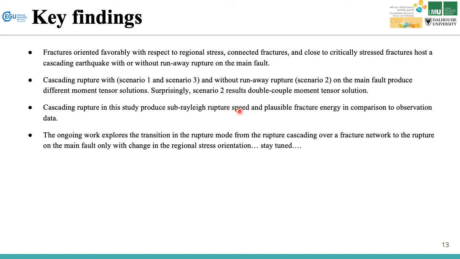The key findings of this study can be listed in 3 key points. Fractures oriented favorably to the regional stress loading, connected fractures, and fractures close to critically stressed host a cascading earthquake with or without runaway rupture on the main fault plane. A cascading rupture with and without a runaway rupture on the main fault produces different moment tensor solutions. Surprisingly, scenario number 2 results in a double couple moment tensor solution. And then the cascading rupture in this study produced sub-Rayleigh rupture speed and plausible fracture energy in comparison to observation data.